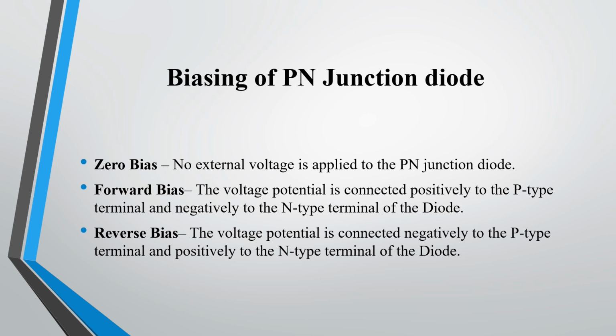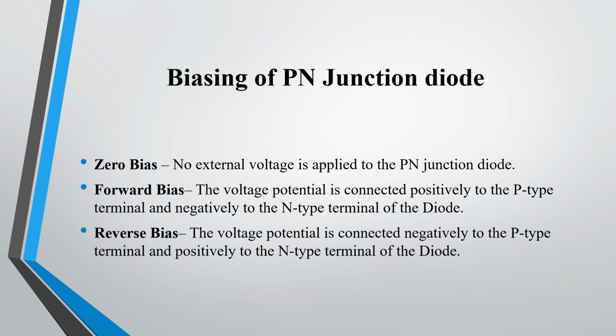Okay. When the positive terminal of the external voltage is applied to the p-type, and when the negative terminal of the external voltage is applied to the n-type of the p-n junction diode, it becomes forward bias. Okay, I repeat again. When a positive terminal is connected with the p-type and negative terminal is connected to the n-type, it becomes forward bias.